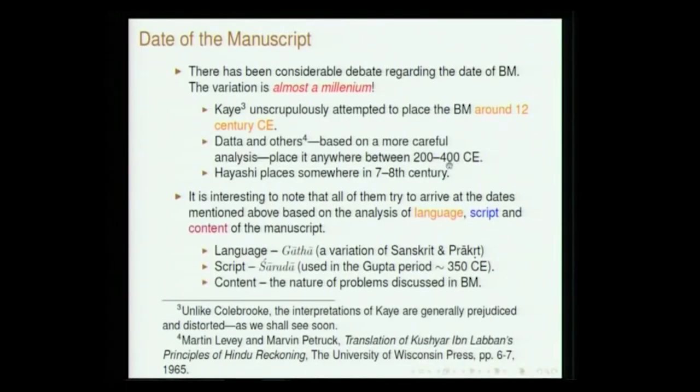As regards the date of the manuscript, as I was mentioning, there is a lot of uncertainty. Kaye places it around the 12th century CE, Datta and others place it around the 3rd century, between 200 and 400, and Hayashi says it should be around the 7th century. Interestingly, all of them say they have arrived at this date based on the language, based on the content, and based on the script found there. Scholars have said the script is Sharada, and the language is Gatha, which is a form of Prakrit. And of course the content of the manuscript: certain problems which are discussed have also been analyzed to estimate the date of the manuscript.